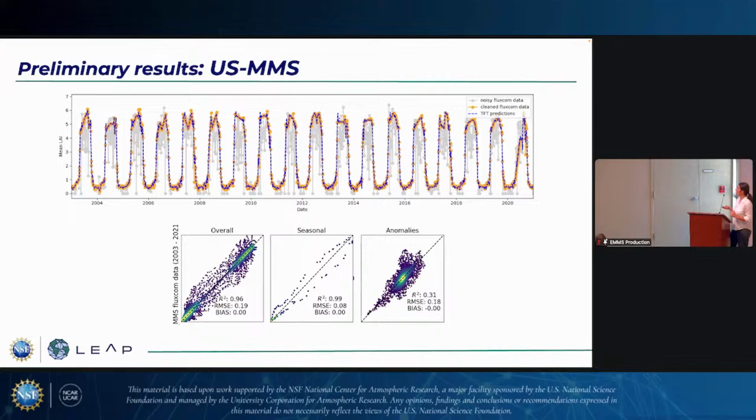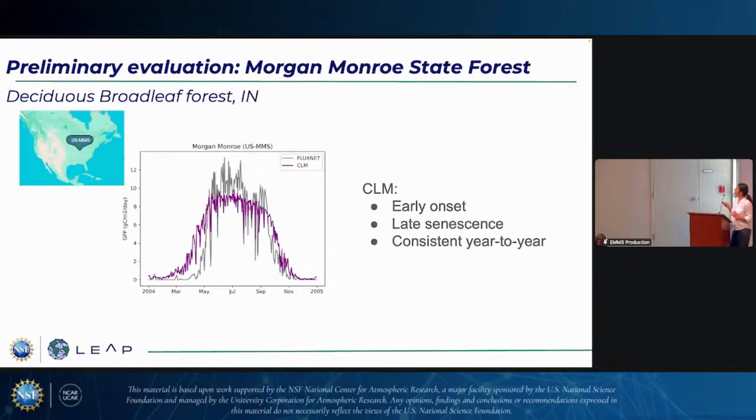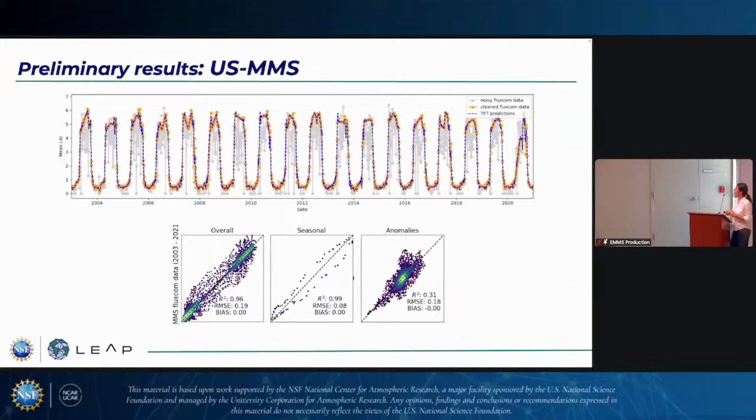And so we used the Morgan Monroe State Forest FluxCom site. And you can see here there's just another graphic to show the early onset that CLM does show for the US-MMS site, also late senescence, so it is a consistent bias year to year. So these are some of the preliminary results after fine-tuning a pre-trained model on broadleaf deciduous trees in temperate zones, and then fine-tuning it on data from around the same region.